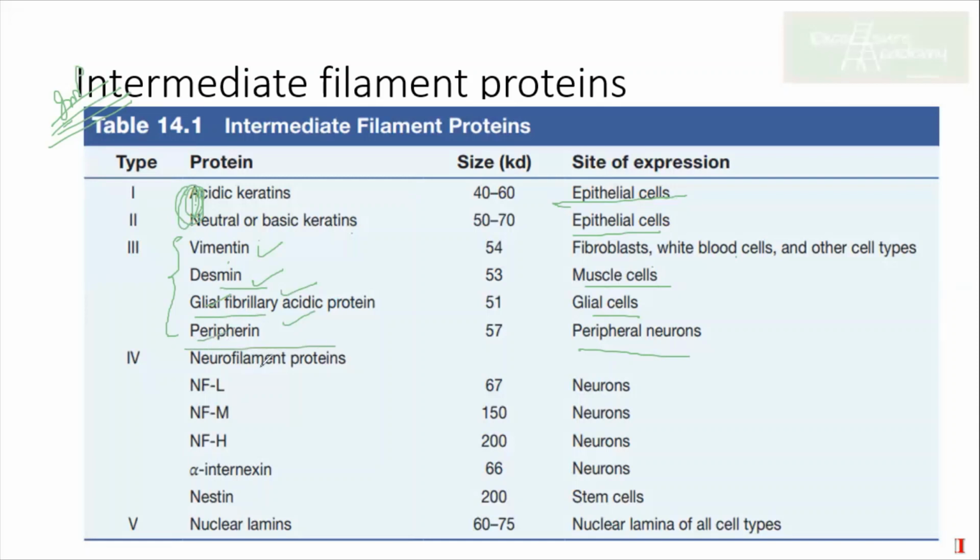Now coming to the neurofilament proteins. From the name itself you can tell that it is expressed in the neurons. NF, L, M, and H: light, medium, heavy. NF stands for neurofilament proteins. All are expressed in your neurons. Then alpha internexin, again neurons. Nestin, stem cells. Nuclear lamins, you must already know these. Where is it? It is the nuclear lamina of all the cell types.